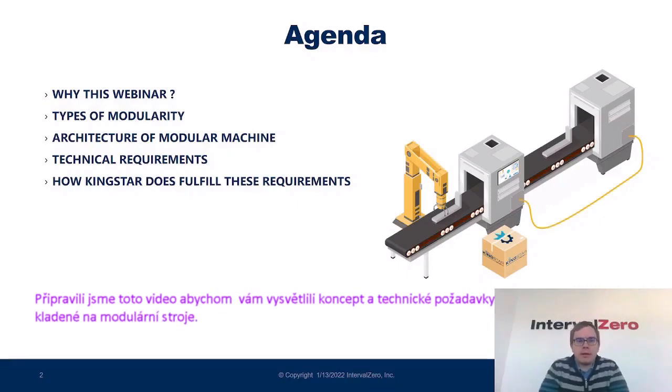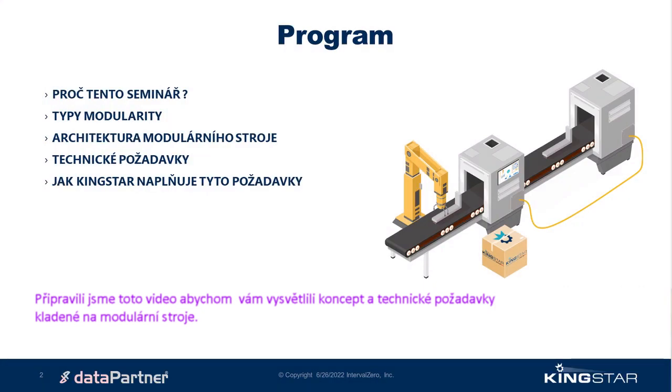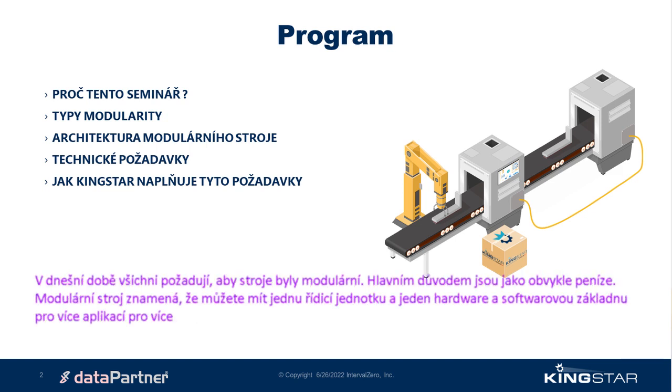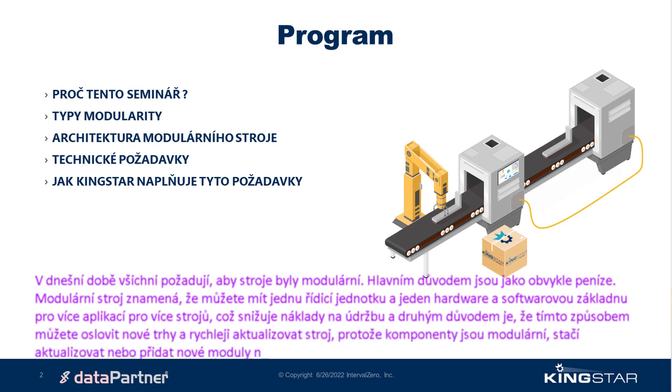So we prepared this video and a webinar on it to explain the concepts and technical requirements on modular machines. Nowadays, everybody is asking for machines to be modular. The main reason for it is, well, as usual, money. Having a modular machine means that you can have a single controller and single hardware and software base for multiple applications, for multiple machines, which reduces the costs of maintaining multiple sets.